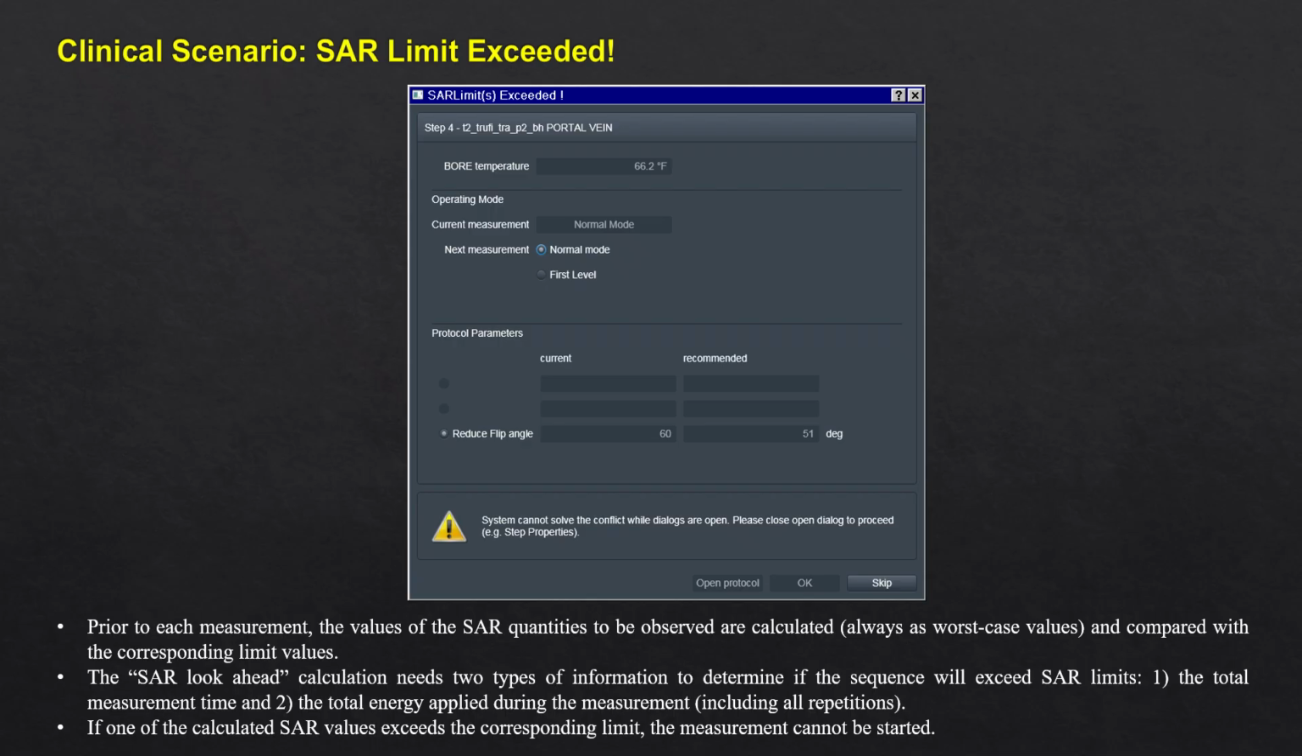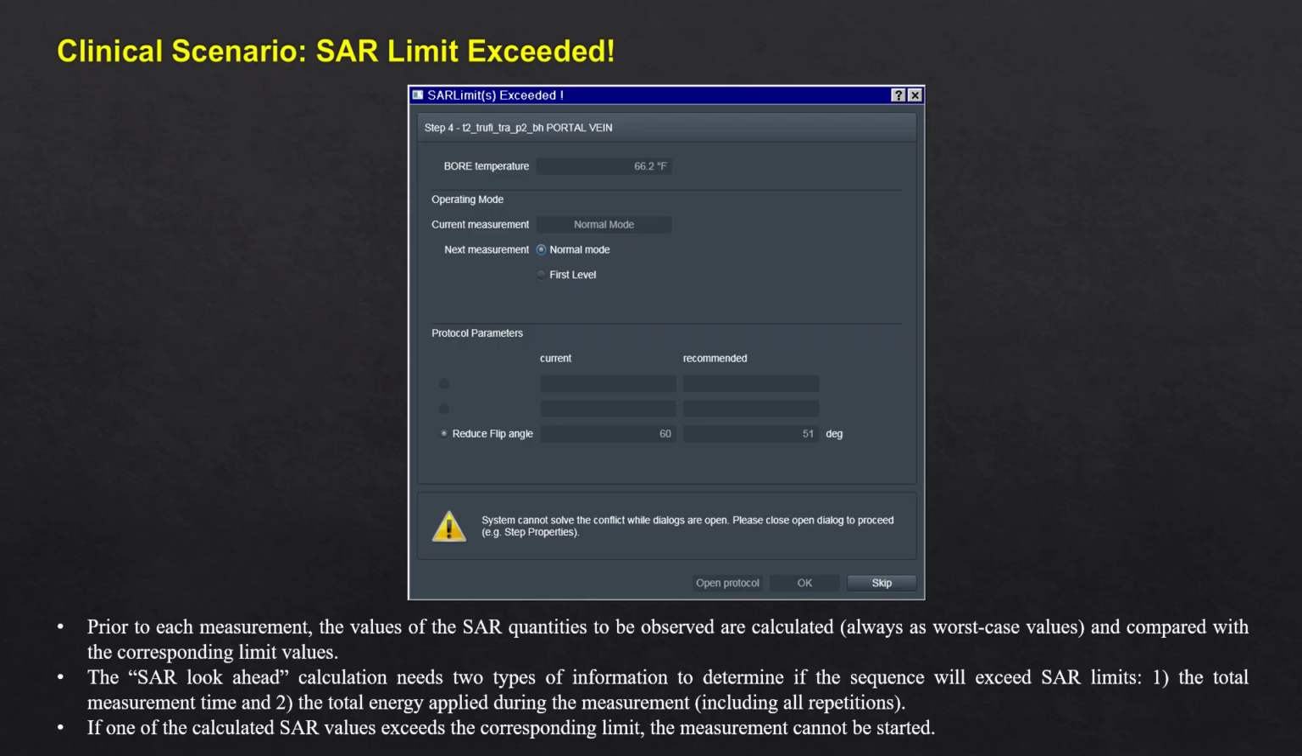Before any scan actually starts, the MRI system performs what is called SAR look-ahead calculation. Prior to each measurement, the system calculates the expected SAR values, always assuming a worst-case scenario, and compares them with established safety limits. This SAR look-ahead calculation requires two key pieces of information. 1. The total measurement time. 2. The total RF energy applied during the measurement, including all repetitions. Using these inputs, the system predicts whether the scan will stay within safe SAR limits.